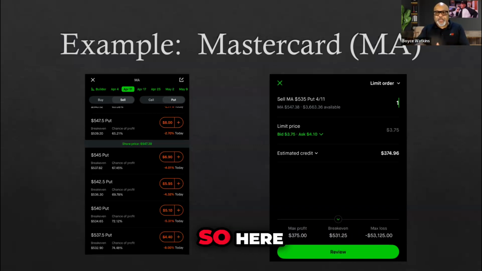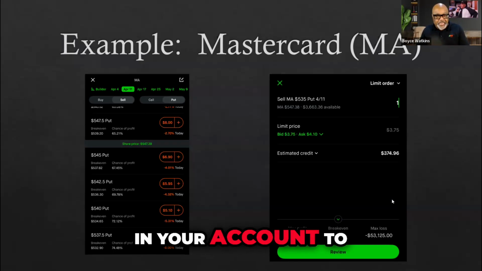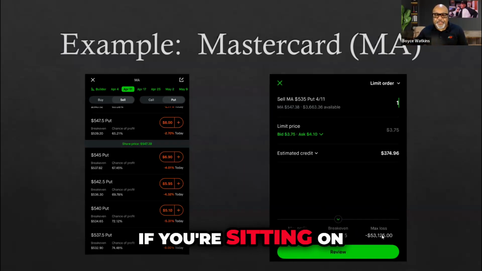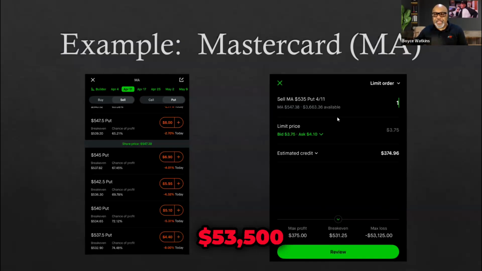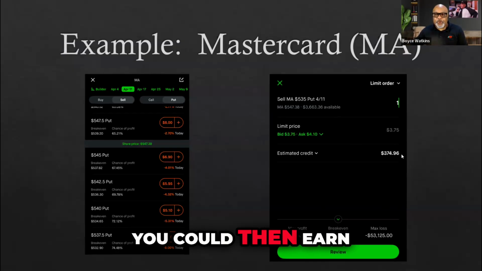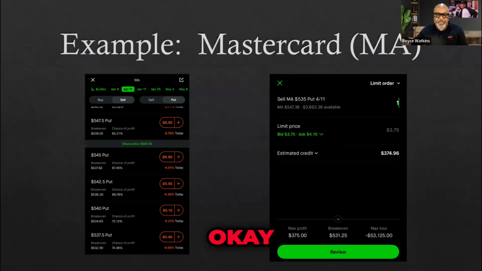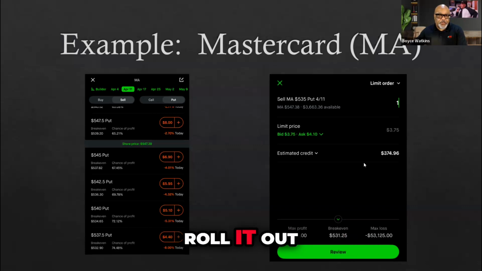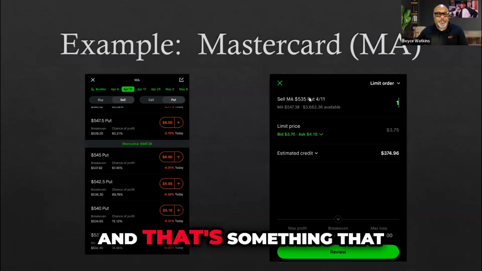It's an investment. So here at the bottom, you'd have to have this much money in your account to be able to collect the income from this trade. So if you're sitting on say $55,000 or 54,000 or something like, actually $53,500, theoretically, you could then earn a little bit of income off of that on a regular basis just by selling these puts. Okay, and then on the expiration date, if you get to the point where it's going to be exercised, you could just not exercise. You could actually just roll it out. You could add more time and then just see what happens, see if the price moves in your favor. And that's something that people do as well.